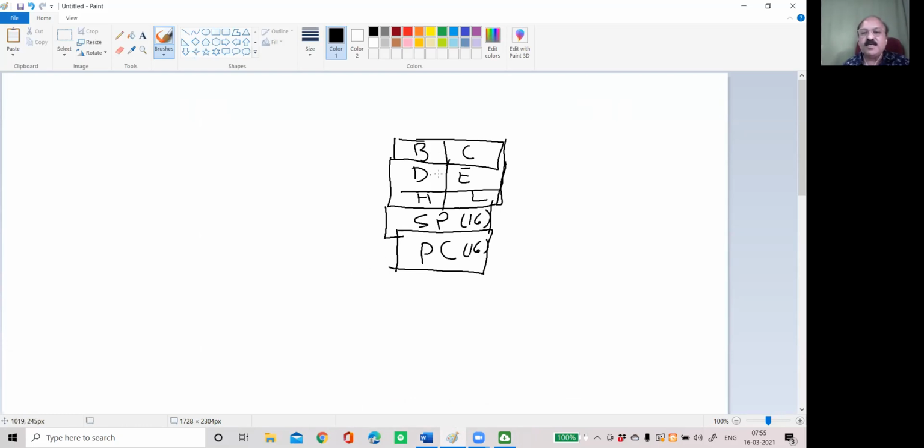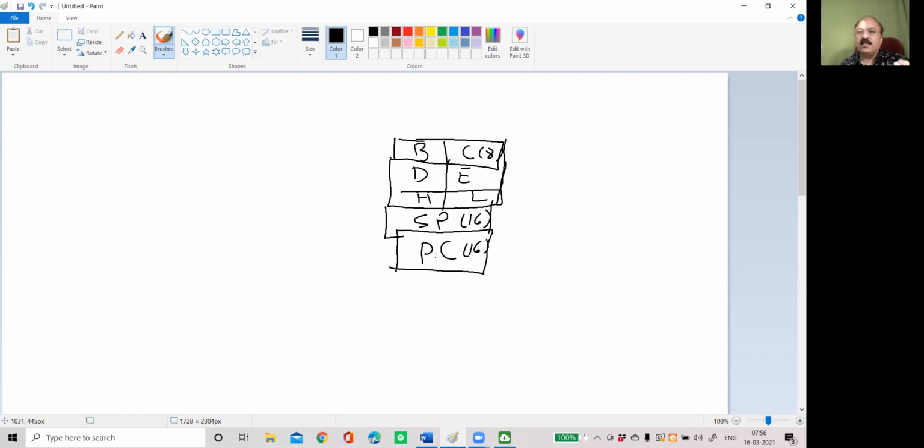But in B, C, D, E, H, L, what are we going to store? A data. Now, what is the maximum width of data that can be stored in a memory location, whether it is address or whether it is data? It is 8 bits. So what will be the size of these registers? Yes, they will be of 8 bits. Here we are storing address, so they will be of 16 bits.